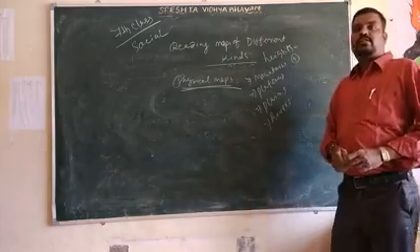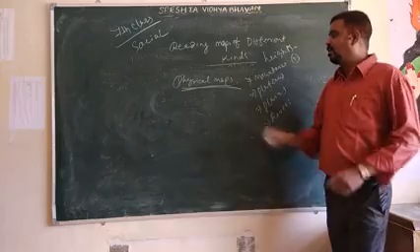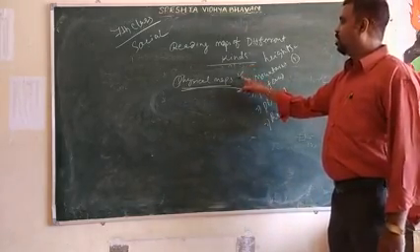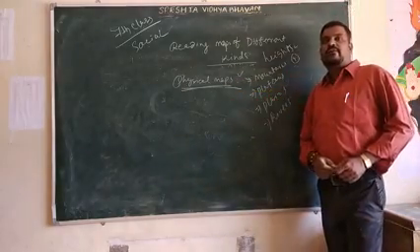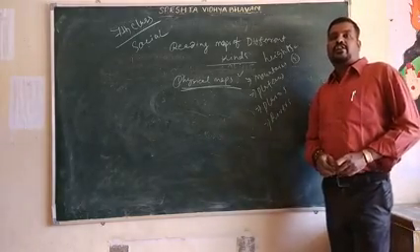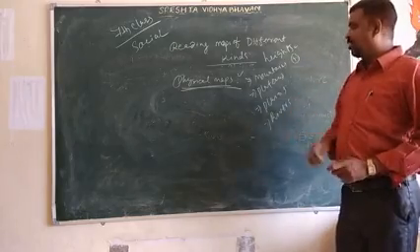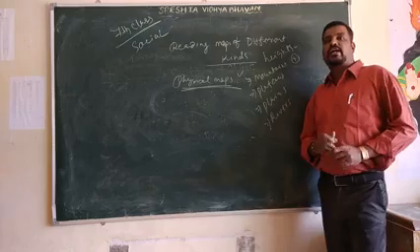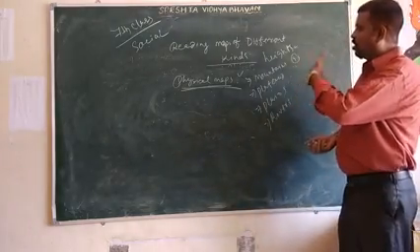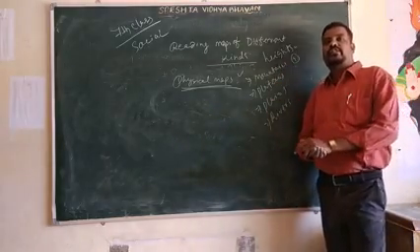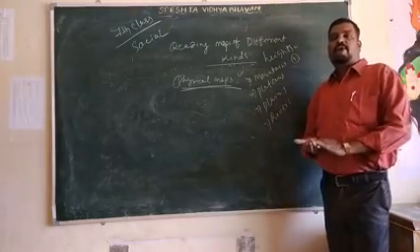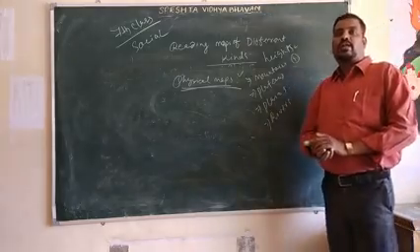You will find some maps in your atlas called physical maps. If you go to the school atlas, you will find the physical maps. In these maps you will usually find different parts of land colored in which colors? Green color, yellow color, and brown color. If you go through your textbook thoroughly, you can see the different colors.